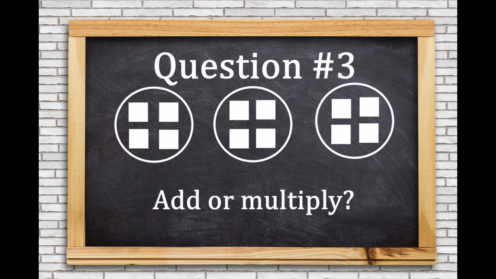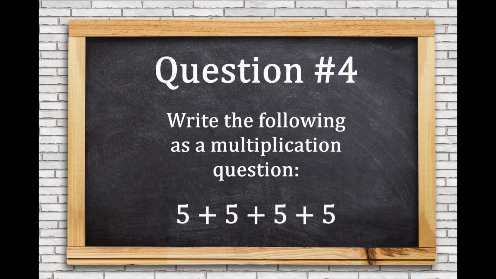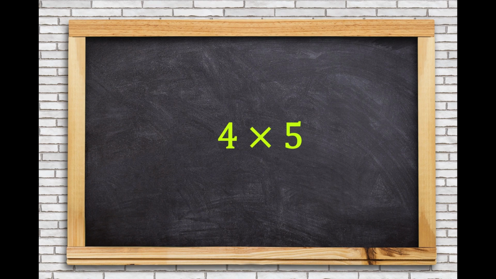Question number 3, would you use addition or multiplication to find the total number of squares in the following diagram? The answer is multiplication. This is because the same number of squares are found in each group. Question number 4. Turn the following addition question into a multiplication question. 5 plus 5 plus 5 plus 5. The answer is 4 times 5, since there are 4 sets of 5 elements.